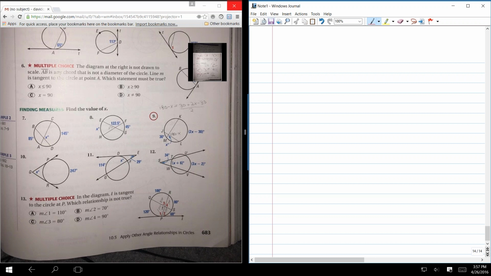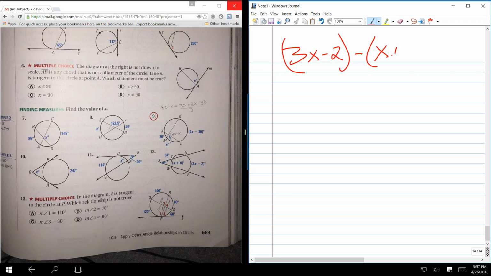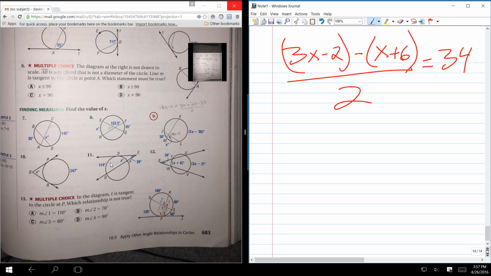3x minus 2 minus x plus 6. 3x minus 2 minus x plus 6 equals 34. Divided by 2 equals 34. Remember, it's always the difference of those two arcs divided by 2. It was that way for this problem, and this problem.